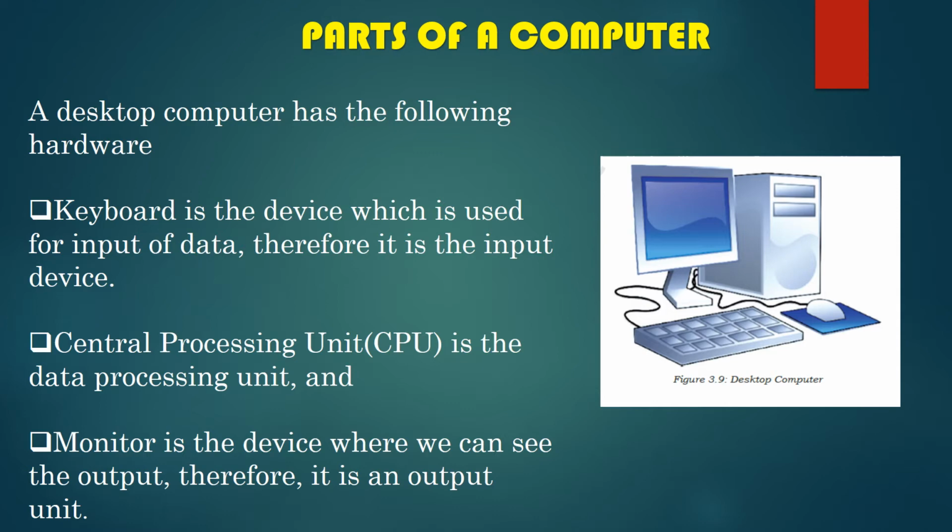Okay. A desktop computer has the following hardware. Keyboard is the device which is used for input of data, so it is called an input device. Central processing unit, it is the data processing unit, the heart of the computer. Monitor is the device where we can see the output, so it is called an output device or output unit.